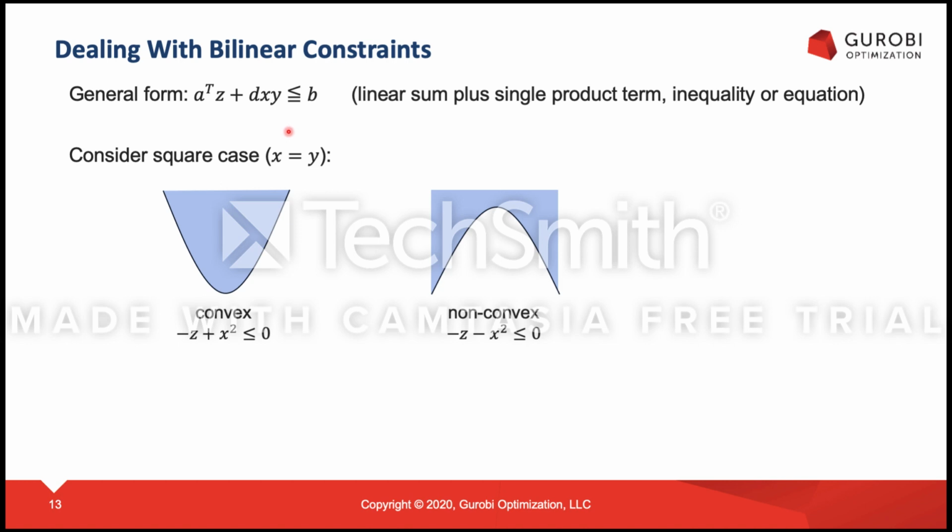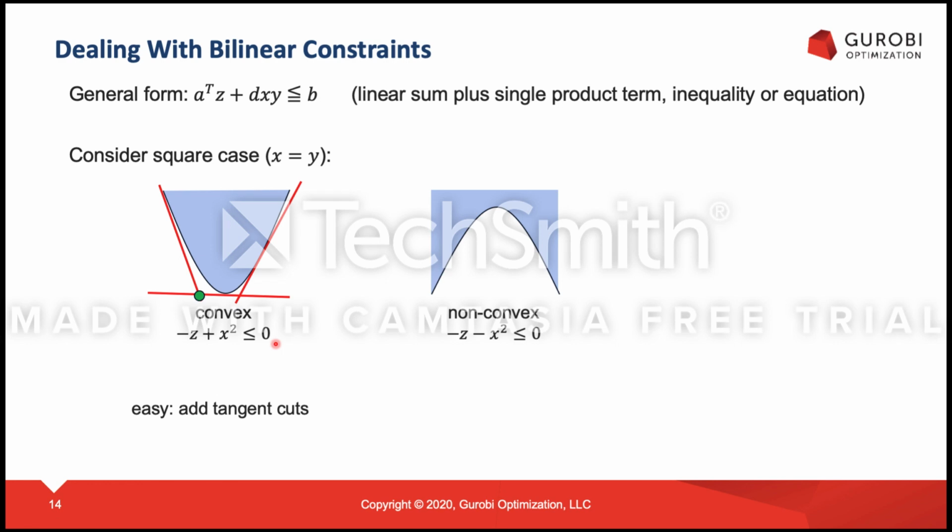So the general form of a bilinear constraint that we support is some linear portion plus scalar times the product of two variables, less or equal to some right-hand side constant. And so the notation and techniques become a lot easier if we look at the square case first. So here x is equal to y. If this happens to be convex, like in this example, minus c plus x squared less or equal than 0, then what we will do is we will ignore the constraint and solve the LP relaxation. Then afterwards, we will add tangent cuts to it to guarantee feasibility of the solution.